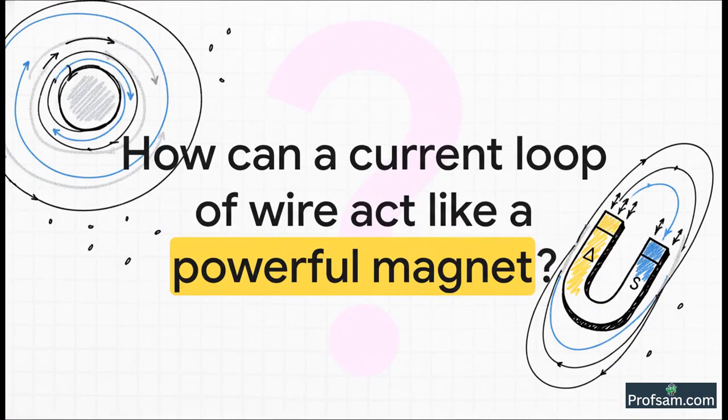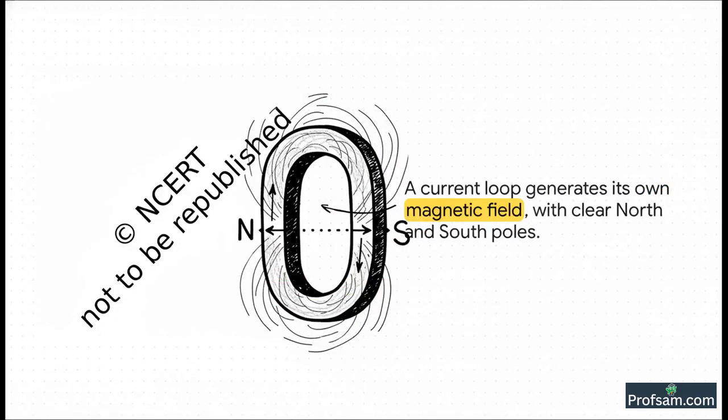Okay, so to get started, let's think about a simple question. How can a plain old ring of wire, just a loop, suddenly start acting like a powerful magnet? I mean, it doesn't look like a magnet, right? But the moment you pass a current through it, it behaves exactly like one. How is that even possible? Well, have a look at this.